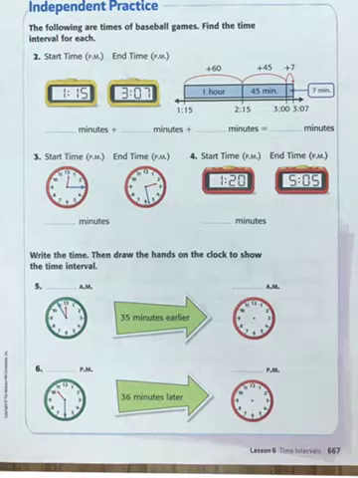So number 2, the start time, 1:15. The end time, 3:07. So they've used a number line again, so let's use the number line. Here it is. We have a start time of 1:15, an end time of 3:07. So let's go our first hour, right? From 1:15 to 2:15 is 1 hour. From 2:15, if we go another hour, that would be 3:15. So that's too much.